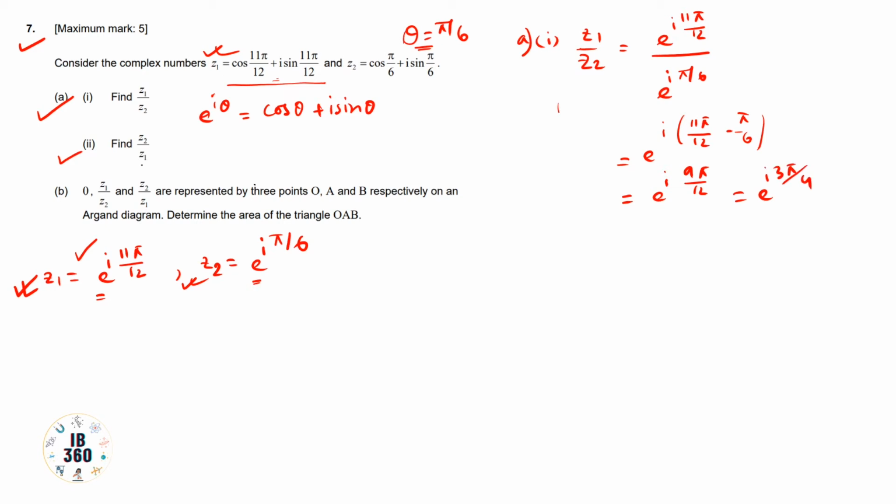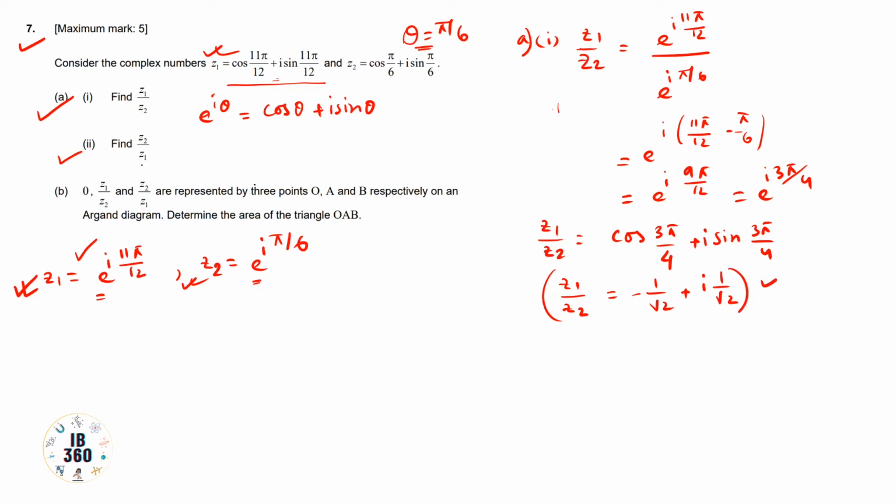So z1/z2 will become cos 3π/4 + i sin 3π/4. Now the value of cos 3π/4 will be −1/√2, plus i 1/√2. So this is the value of z1/z2. We have got the value. Now we will try to find the value of z2/z1.